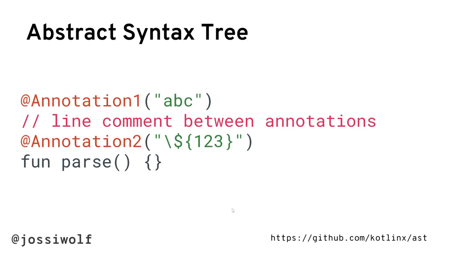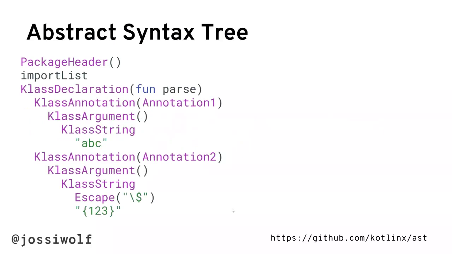The package header and import list are not super important for us right now. You would see there is a declaration for the function parse, and then there's the annotation for annotation one, and it has an argument, which is the string ABC, as you see right here. And then for annotation two, which has some more complex string, there is also the class annotation with arguments and then an escaped string.